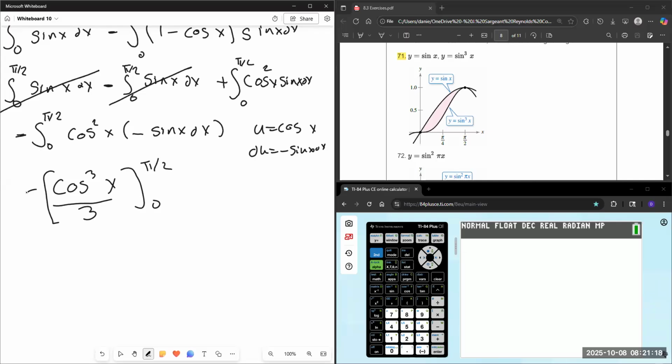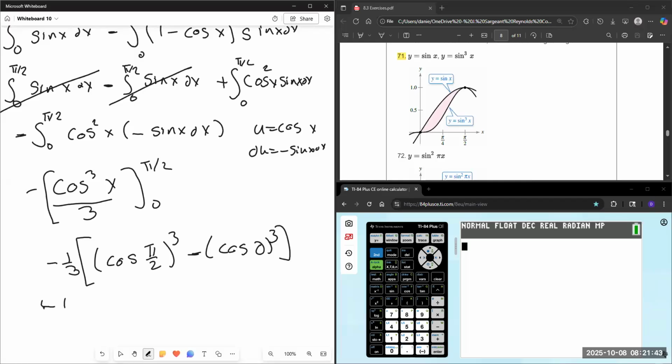So this is going to be negative 1/3 of cosine of pi over 2, cubed, minus cosine of 0, cubed. Cosine of pi over 2 is 0, minus cosine of 0, which is 1. So that is negative 1/3 times a negative 1, which is a positive 1/3.